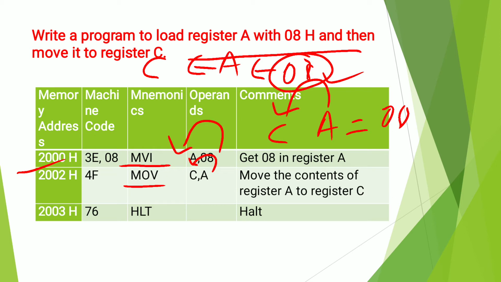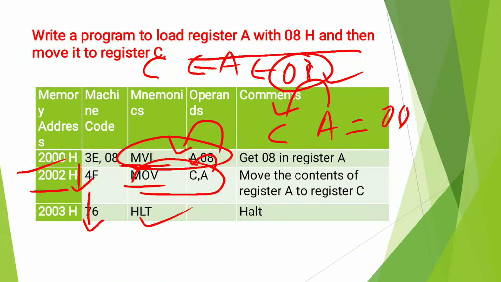So stop the program. To stop the program, here I am using the halt instruction. MVI is a 2-byte instruction. So after 2000, I am writing here 2002, and this is a 1-byte instruction. After 2002, 2003 is written here. So this is the program to move data into register A. After that, it is moved to register C.